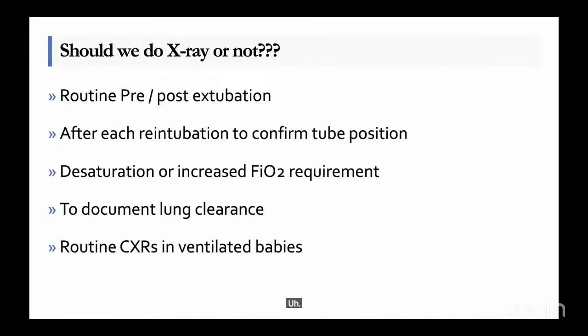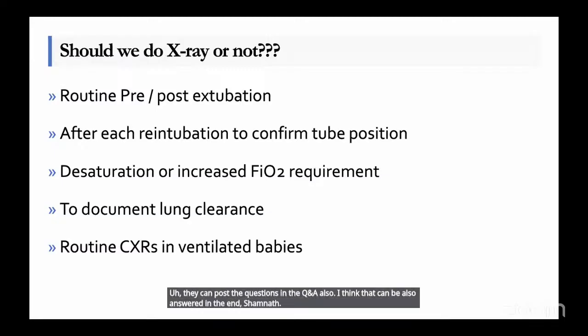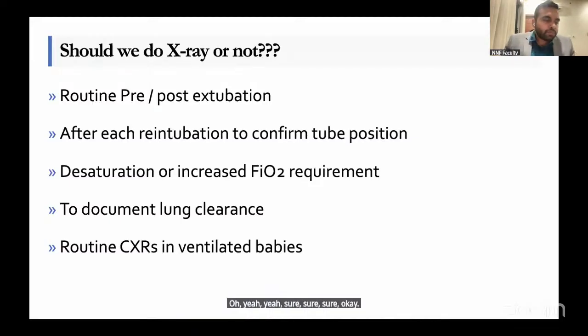They can post the questions in the Q&A also. I think that can also be answered in the end, Shamnath. Oh, yeah, sure. You can take it up in the end actually.